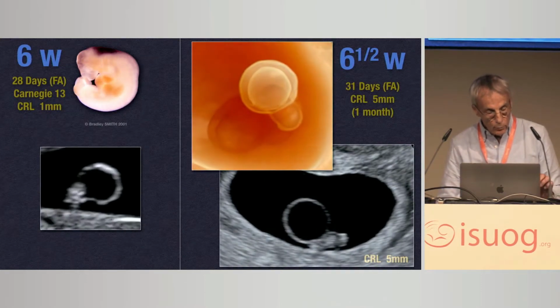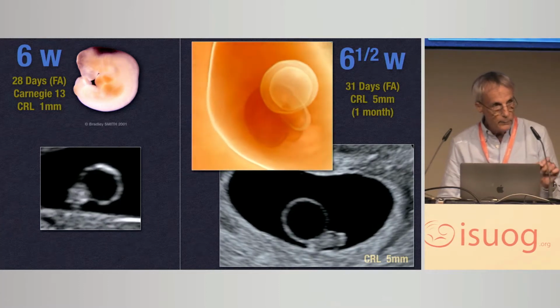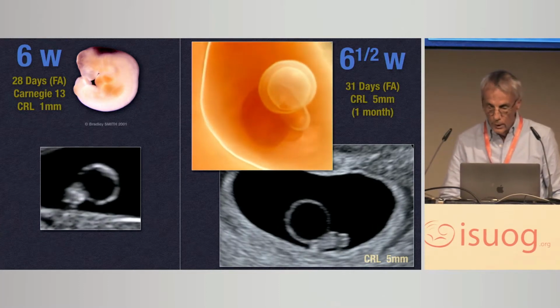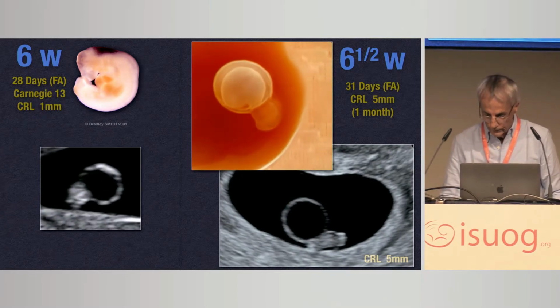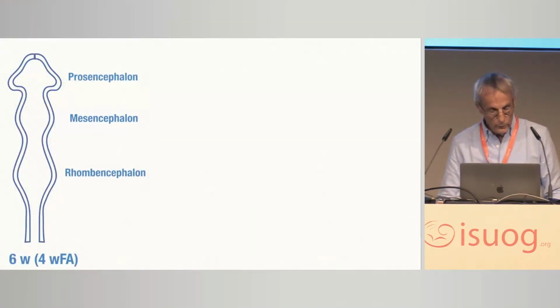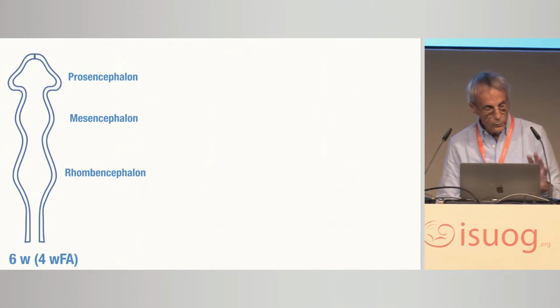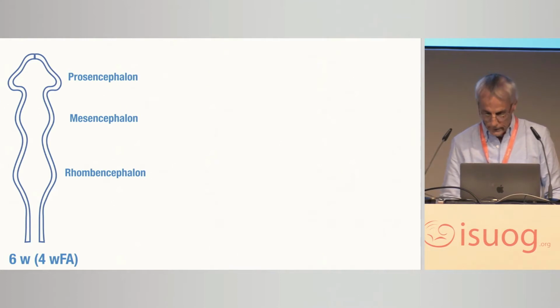First, you can see the embryo, you can see the heart beating. Sometimes you cannot do the measurement of the embryo. And just a few days after, it's possible to do the measurement. And at that point, the embryo, 6 weeks of pregnancy, you have the stage of 4 vesicles. You have the prosencephalon, mesencephalon, and rhombencephalon with a cavity on each part.